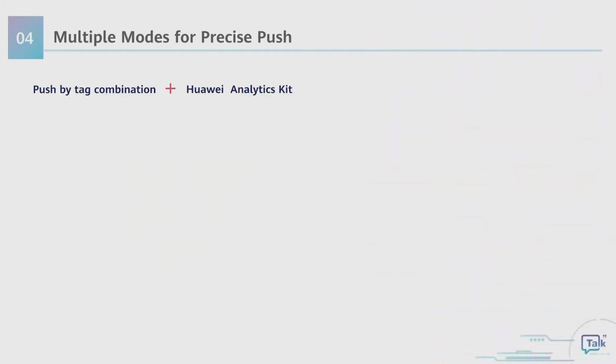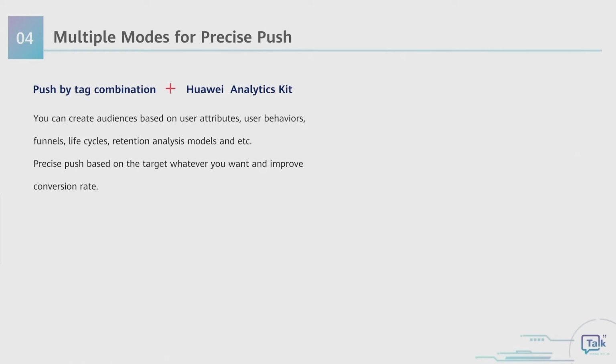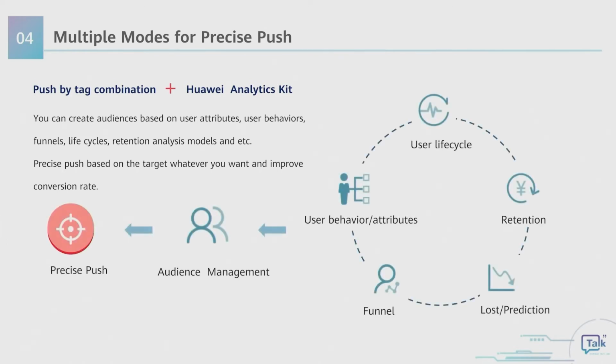To go just a little deeper, after integration with Analytics Kit, we can directly send push notifications to user groups constructed by the audience management features. Analytics Kit's audience management can precisely map out users by, as mentioned, user attributes and behaviors, user lifecycle, retention analysis, loss prediction, funnel analysis, etc., and therefore makes target pushing to audiences simple and efficient.